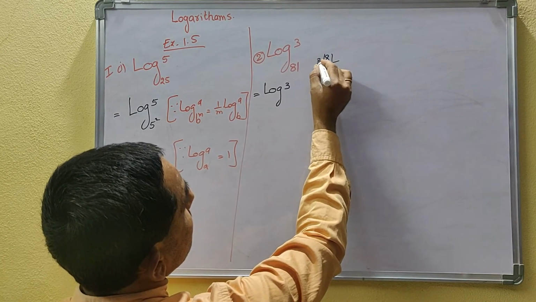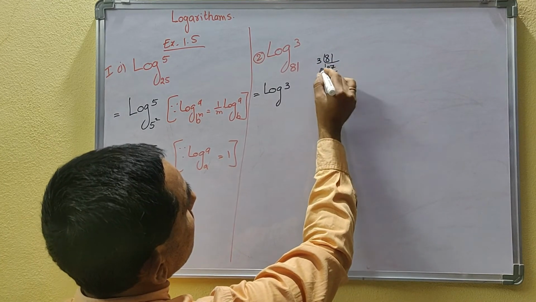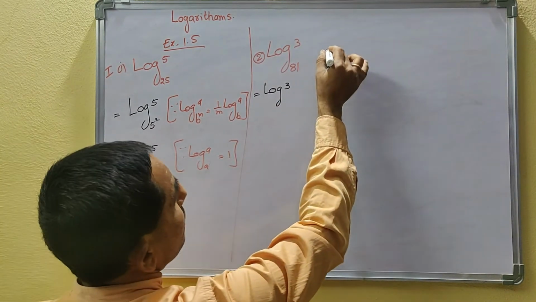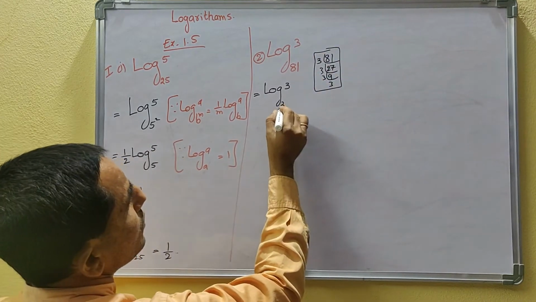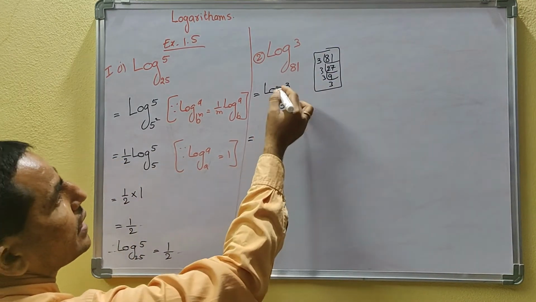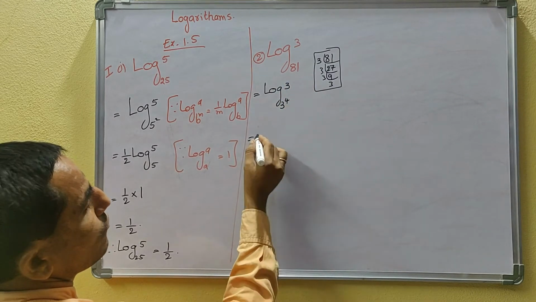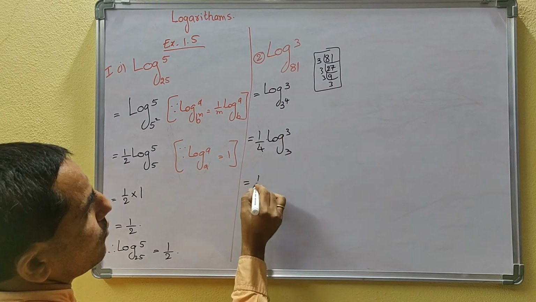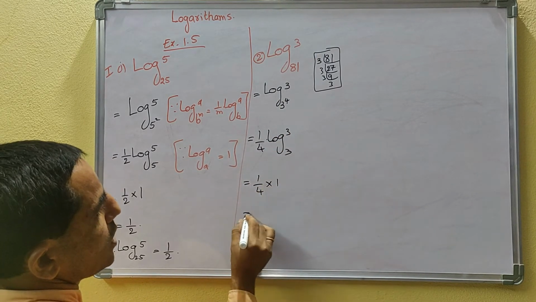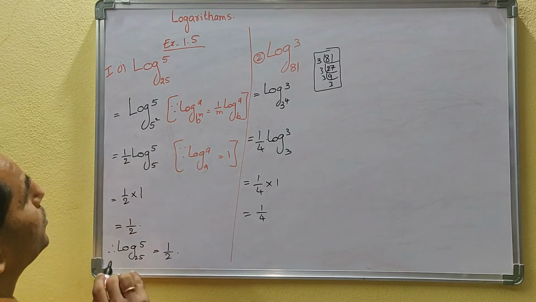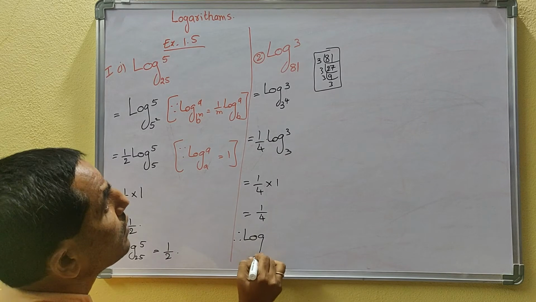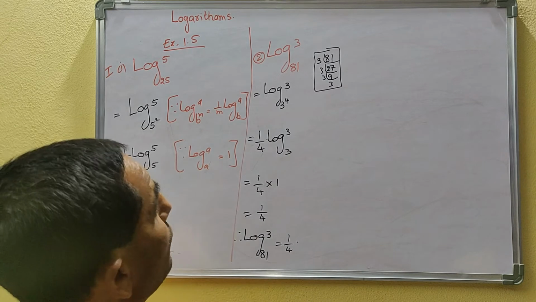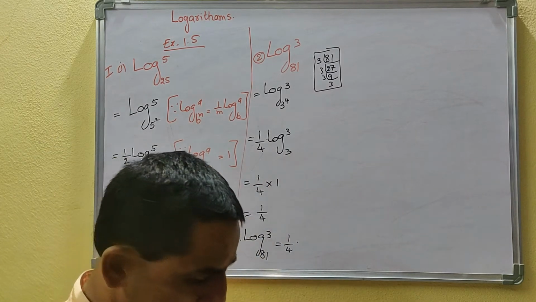So I will take 3 twos are 6, 3 sevens are 21, 3 nines are 27, 3 threes are 81. So 3 to the power of 4. So 81 can be written as 3 to the power of 4. Again, using the log a to the power of m base b to the power of n formula, 1 by 4 into log 3 base 3 is equal to 1 by 4 into its value 1. So the answer is 1 by 4, same as the first problem. Therefore log 3 base 81 is equal to 1 by 4. Very important: the first one and second one are both the same.